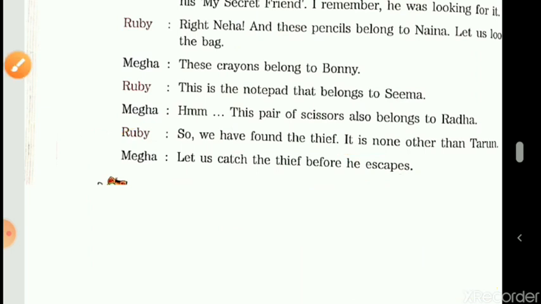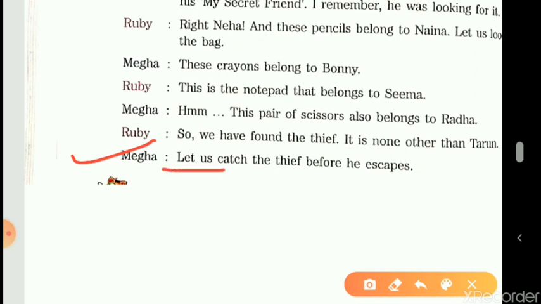Now, in the last sentence, students, Megha, let us catch the thief before he escapes. In this, we have to use the short form of let us. So, let's. Let's is the short form of let us. Let's catch the thief before he escapes. So, students, I hope now the use of apostrophe is clear to you.